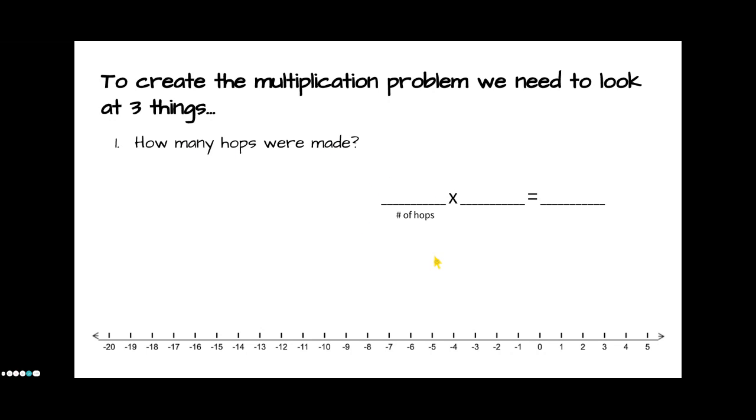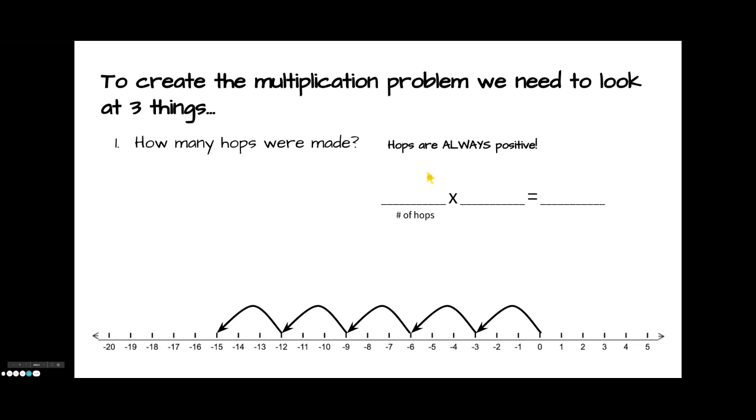So you might be asking, what does she mean by hops? Hops are always going to begin at the number 0, right here, and hops just look like little skips, like this. You can see here that our hops are moving to the left. One thing we need to know is that hops are always positive. It doesn't matter if you hop to the left or to the right, hops are always going to be a positive number. So now all we do is count the hops, 1, 2, 3, 4, 5, and we put that number right here.